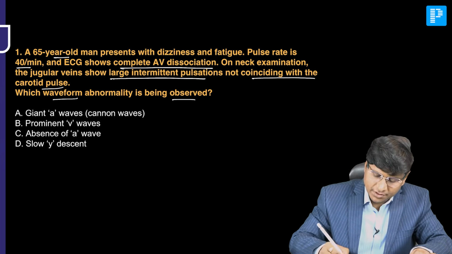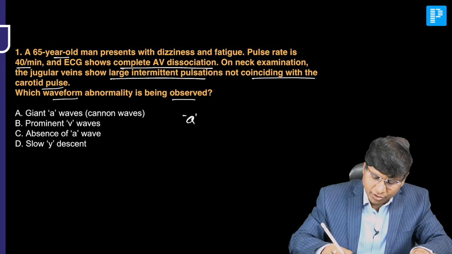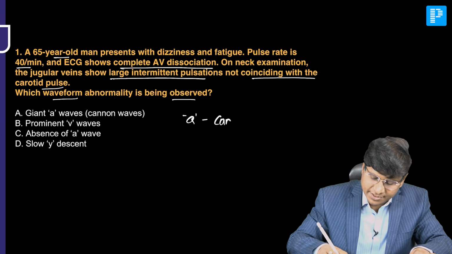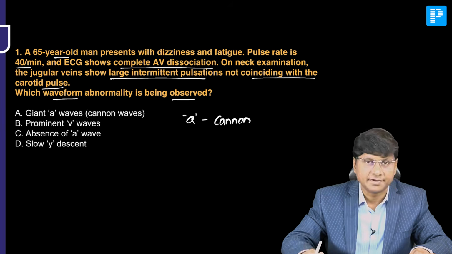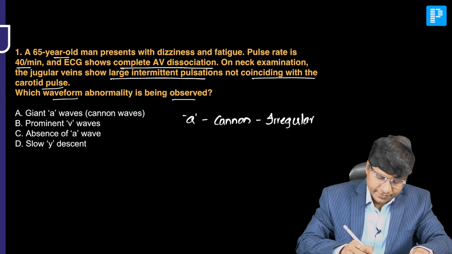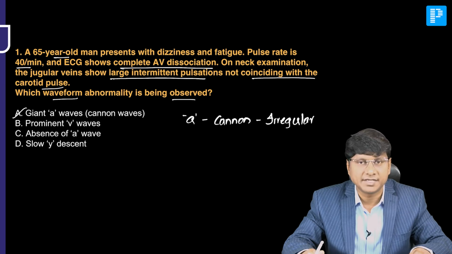So, in patients with complete heart block, you will have abnormality of the A wave in the JVP, and this particular A wave in the JVP is called the Canon A wave. And this Canon A wave in case of complete heart block will be an irregular Canon A wave. And the answer in this question is the giant A wave, which is nothing but the Canon A wave.